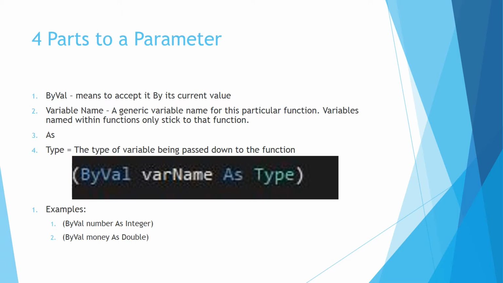As always has been our third word, and then type equals the type of variable being passed down. So if you see our 2 examples down below the picture, we have ByVal number As Integer or ByVal money As Double. We could also do our strings and our booleans, or we could also pass down objects as well. So if we had a checkbox, we could pass down a checkbox and check its particular state, whether it's checked or not. Lots of different things we can do through functions.